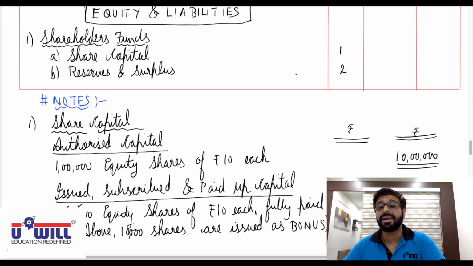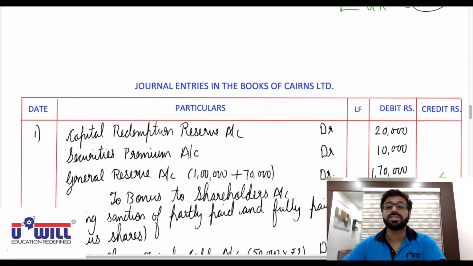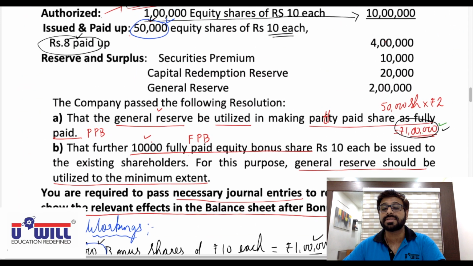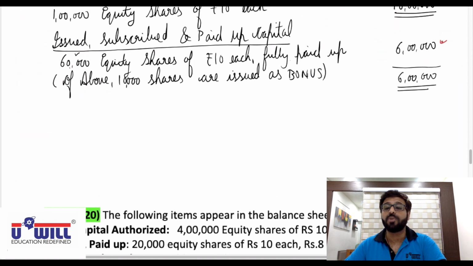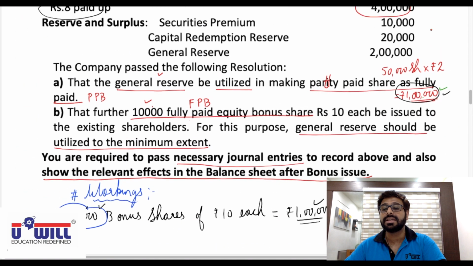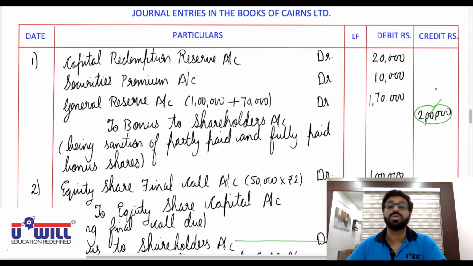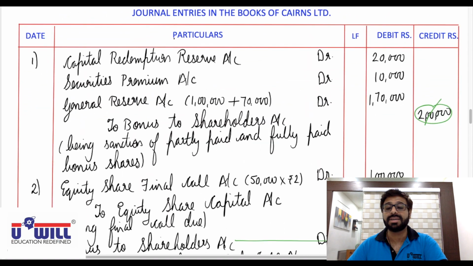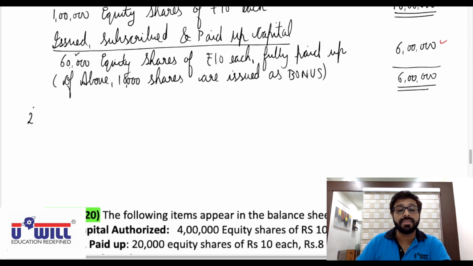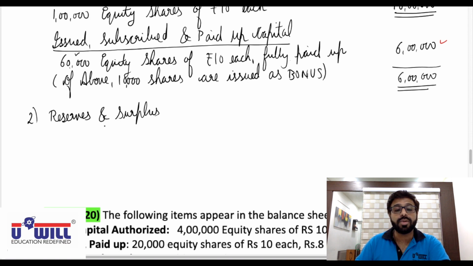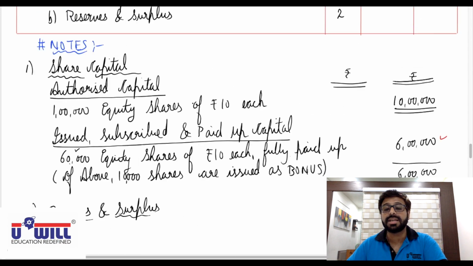What was the share capital earlier? 4 lakhs. And what is the share capital now? 6 lakhs. Why 4 lakhs has become 6 lakhs? Because 2 lakhs we have given as bonus. So that 4 lakhs has become 6 lakhs. Okay. Second note will come, reserves and surplus.